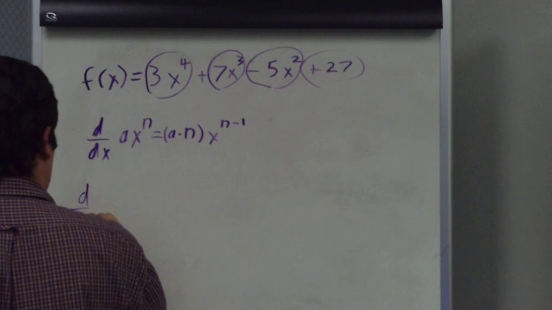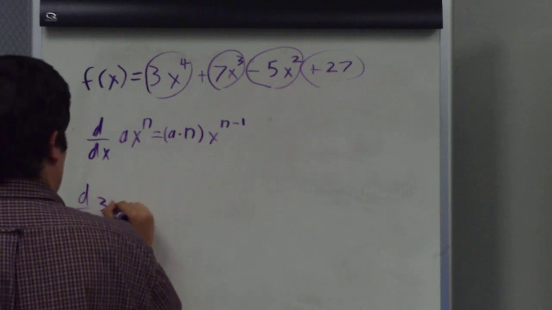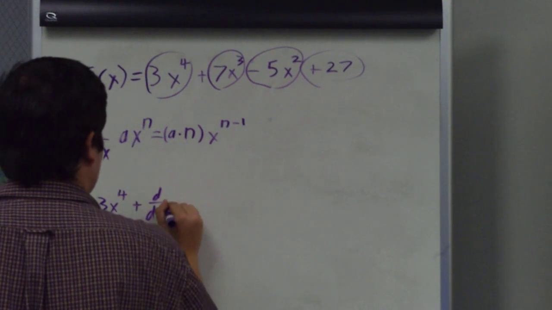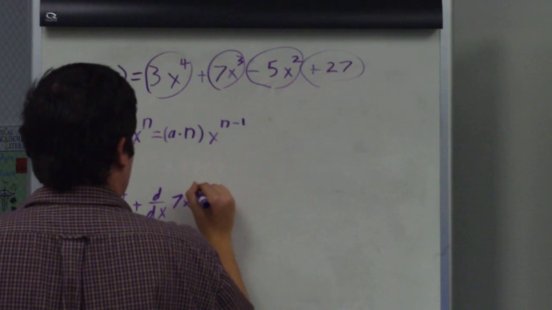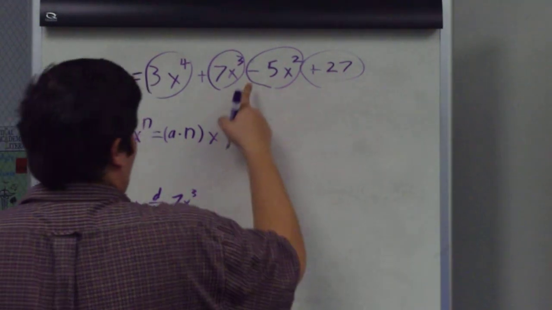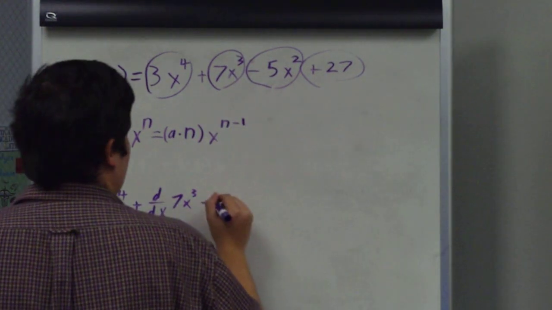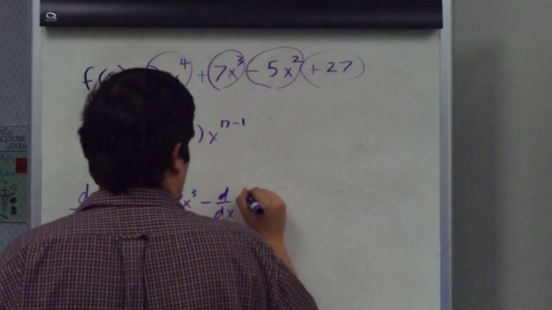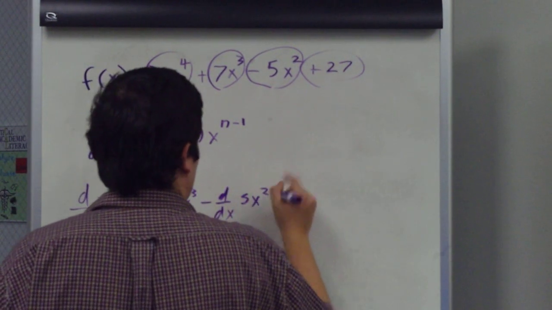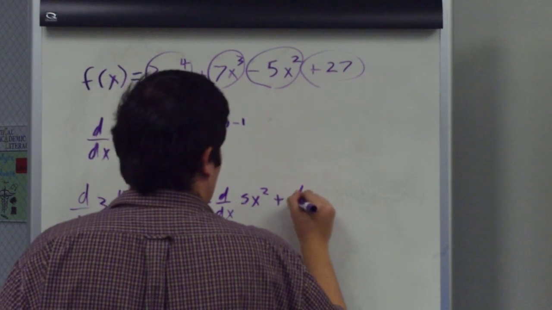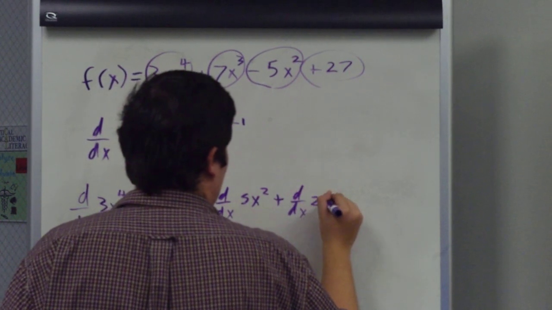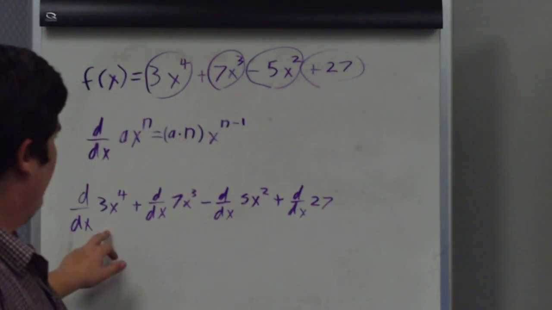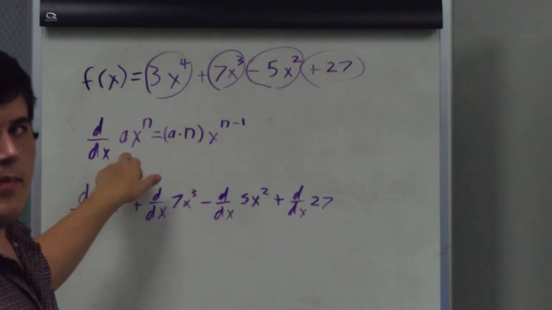d/dx of 3x to the fourth plus d/dx of 7x to the third. We got our subtraction sign here, so minus d/dx of 5x squared plus d/dx of 27. Okay? Now, each of these fits into the form of our a times x to the n.